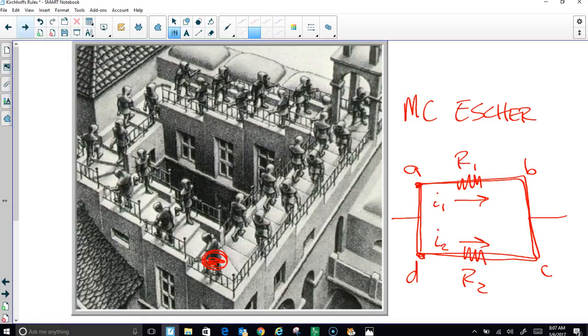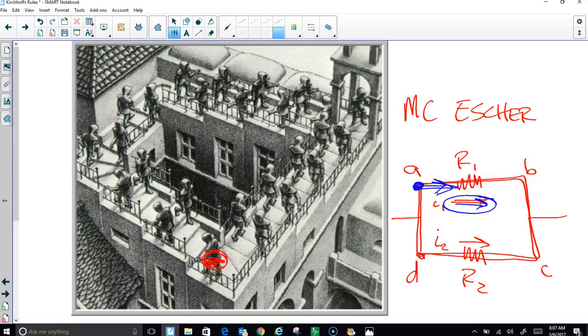So let's look at how this works. This is you. You're starting here. You're going to go this way. Now, when you get to a resistor, ask yourself, in the direction that I'm walking, is that with or against the current? In this case, is it with or against?